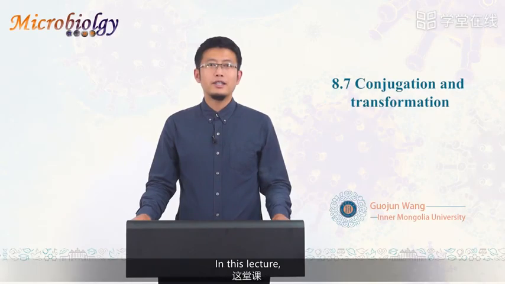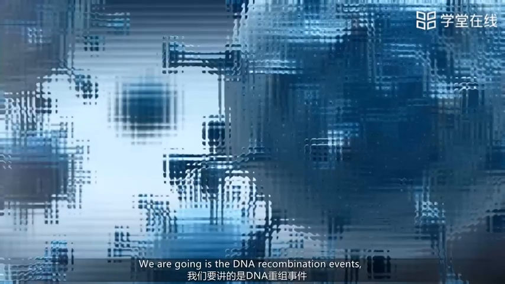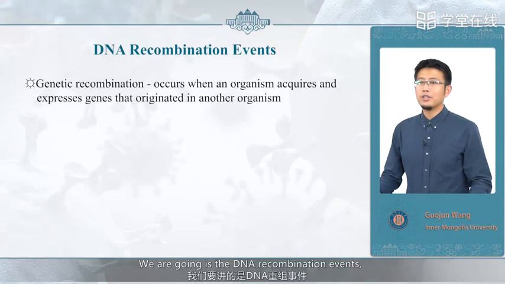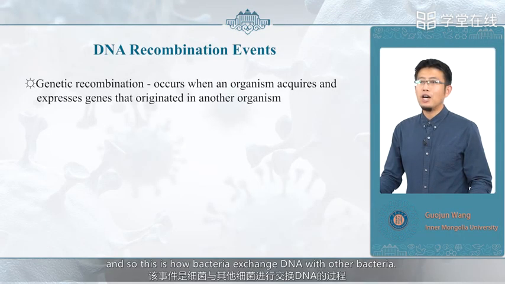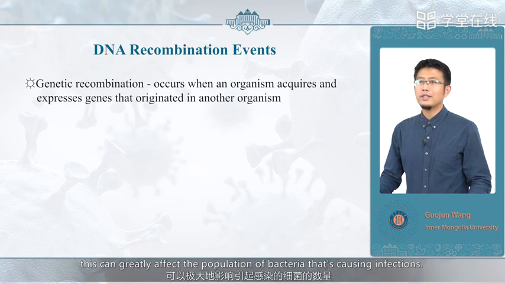Hi class, in this lecture, we're going to be looking at genetic recombination. Where we're going is the DNA recombination events. This is how bacteria exchange DNA with other bacteria. This is important because when we are talking about the DNA of antibiotic resistance, this can greatly affect the population of bacteria that are causing infections.